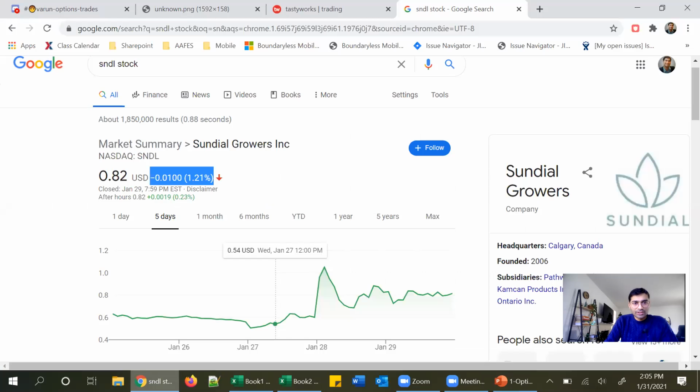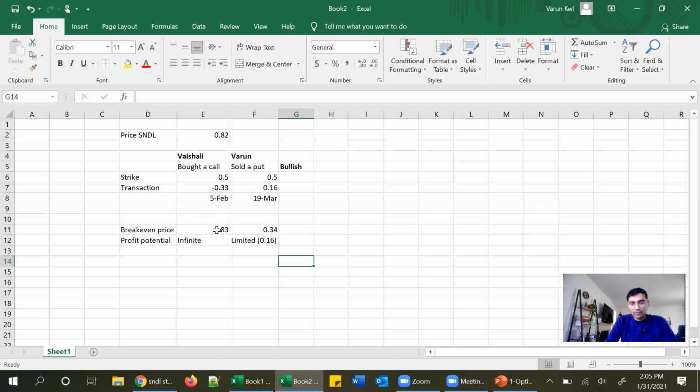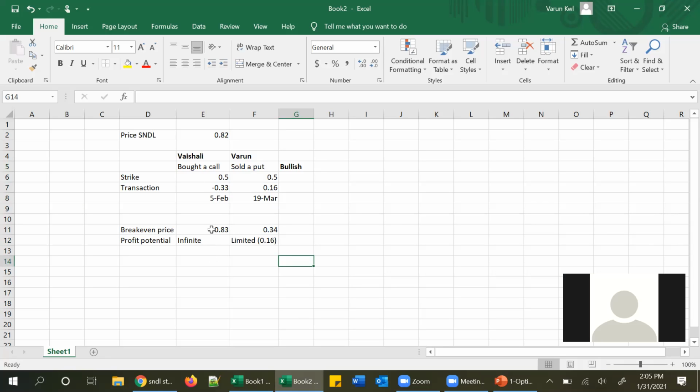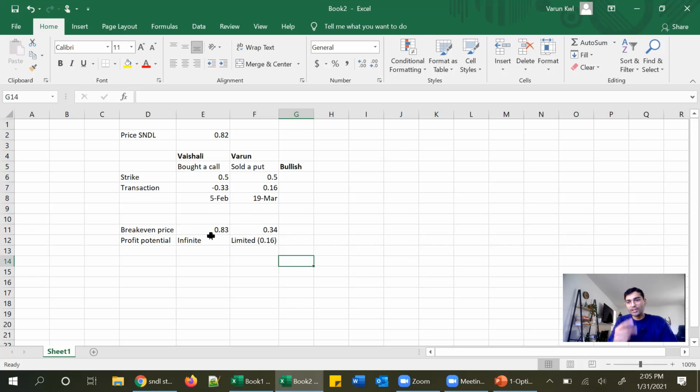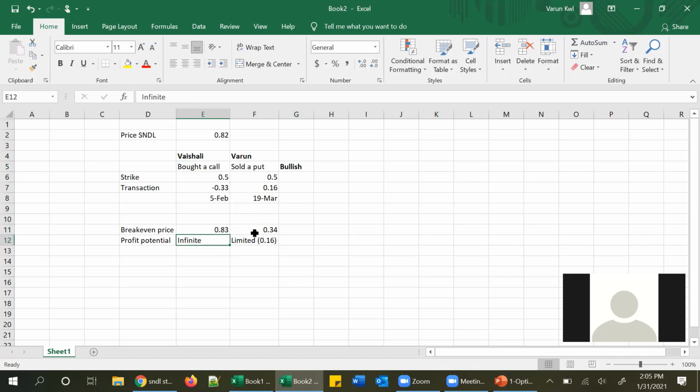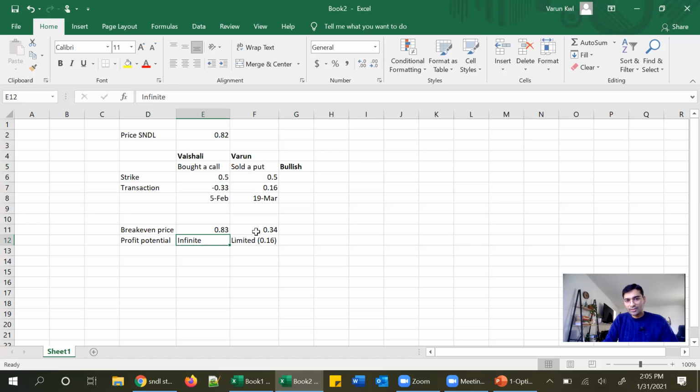And that's the reason she has gone for a very short term, because she does not know what's going to happen long term, and this stock will keep fluctuating. So she wants to make a quick profit in this momentum and come out of it. That's why she has bought a call. My strategy is very different here. I don't see the stock going below 0.34, so I am going to collect this 0.16.